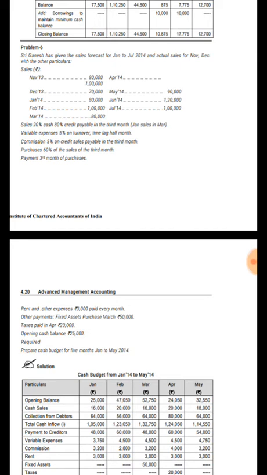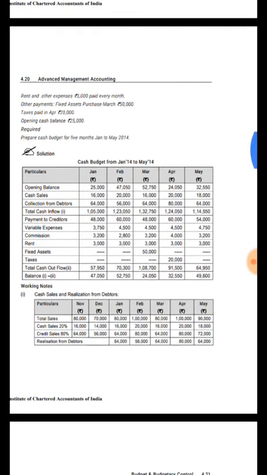Then next, what they are saying, payment in the third month of purchase. Okay, for January we are purchasing in November, but for that purchase we are paying in January only. So whatever sales are shown in January, out of that 60% is paid in January. That's what they are saying here.